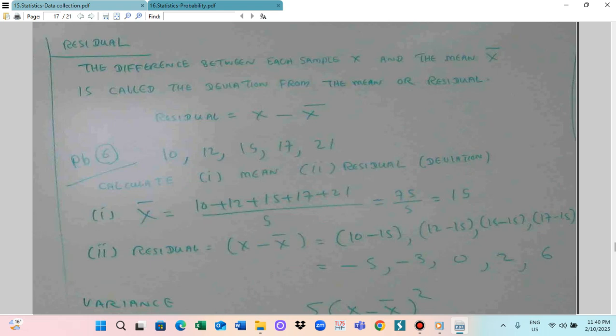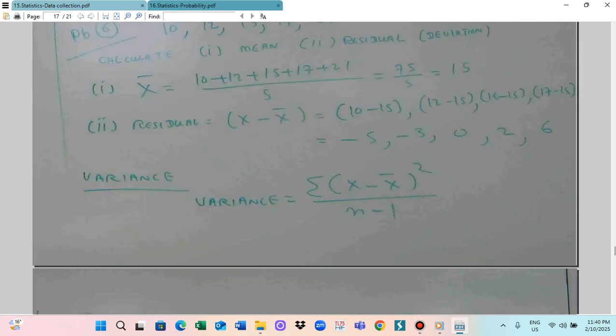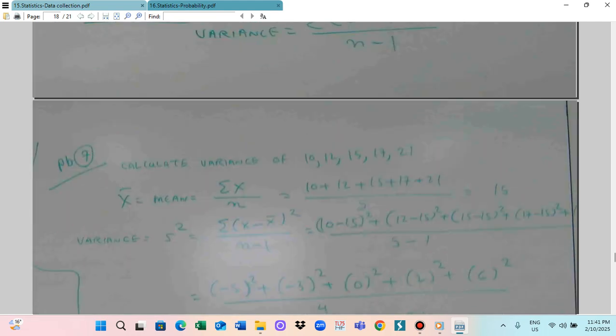Okay, then another thing we can calculate is the variance. For the variance formula, we take the residuals, square them, add them all, and divide by n minus 1. So the variance, s squared, is equal to the summation of (x minus x bar) squared divided by n minus 1.